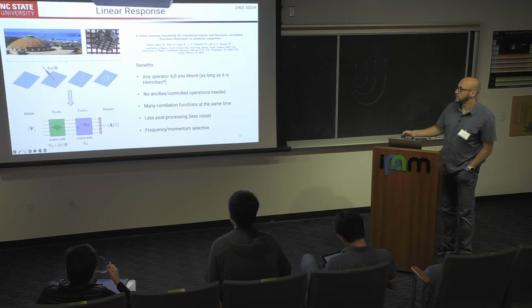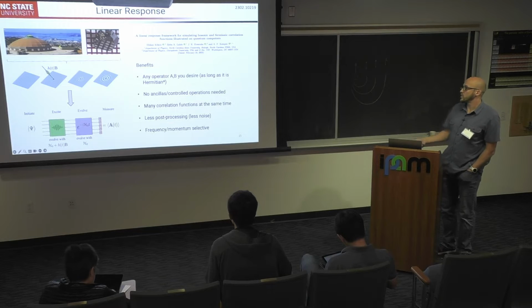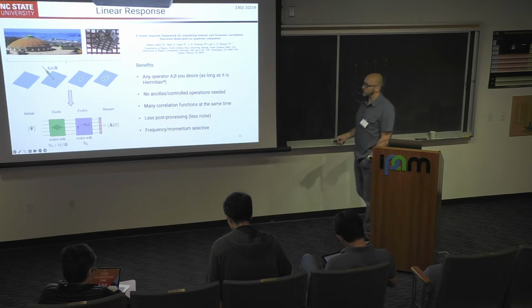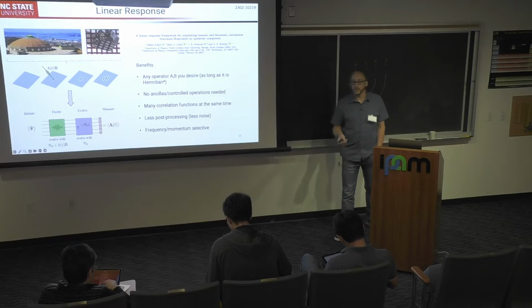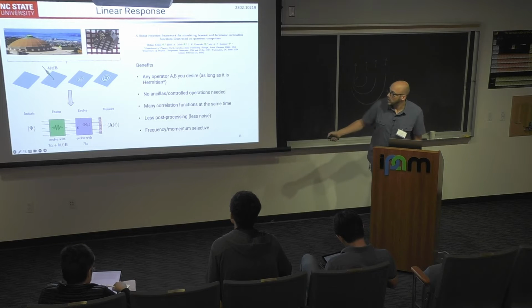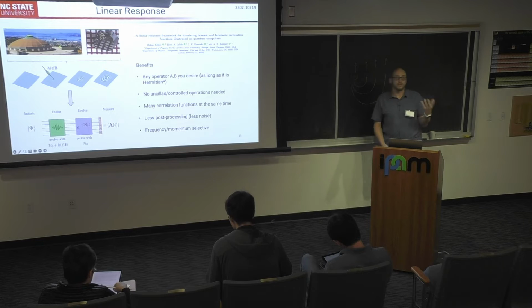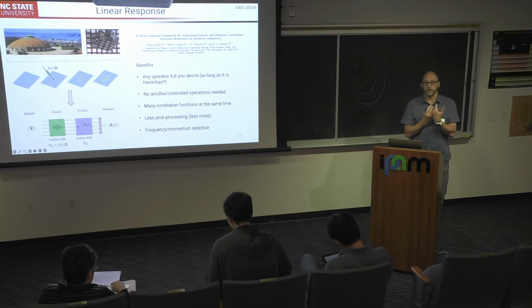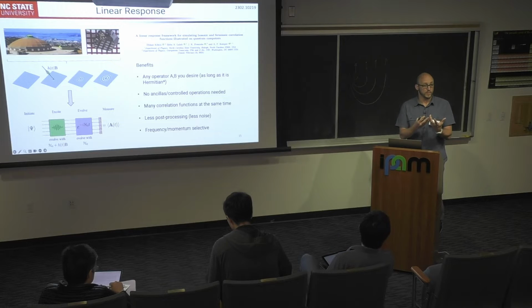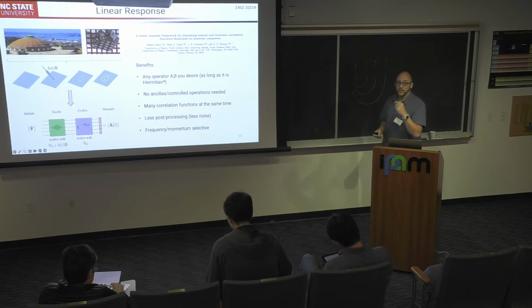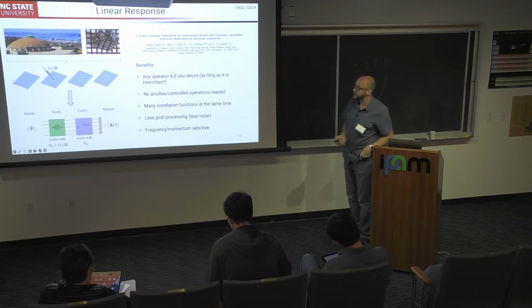I have to do less post-processing, so less noise. And what's particularly nice, and I'll tell you a little bit more about that later, is that we can be frequency and momentum selective. By designing your operator B that you're driving with, if you are interested in a particular frequency range, or a particular momentum, or anything that you want to focus on, you can measure just that, rather than having to disentangle it from everything the system gives back to you. So you can be selective about what you're measuring, and that makes it a lot more error resistant. And I'll show you that too.